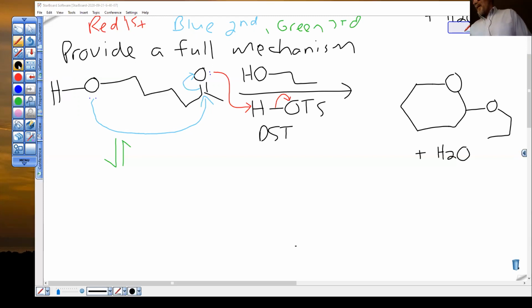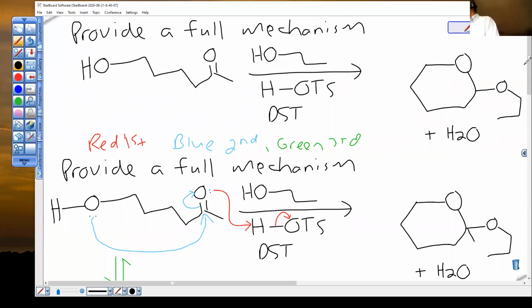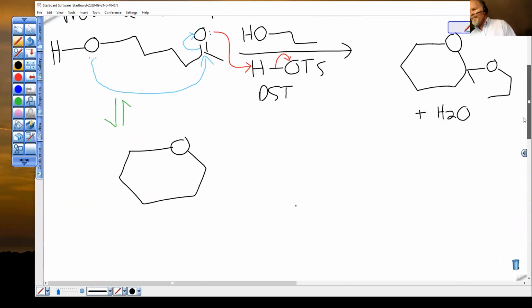I haven't shown you the green step yet. You're going to make this ring here. And I'm not going to draw the H that's on the O, but you're going to have this. Oh, and my product was wrong too. I missed a methyl. Somebody's going to point it out. It was very polite of you not to point it out. Yeah, there's a methyl on the carbonyl. There's still a methyl on the carbonyl.